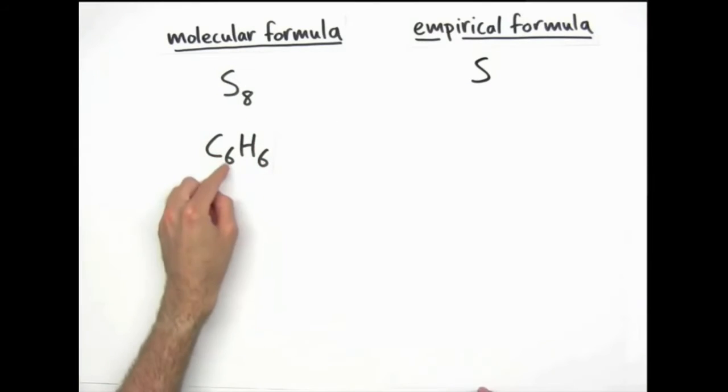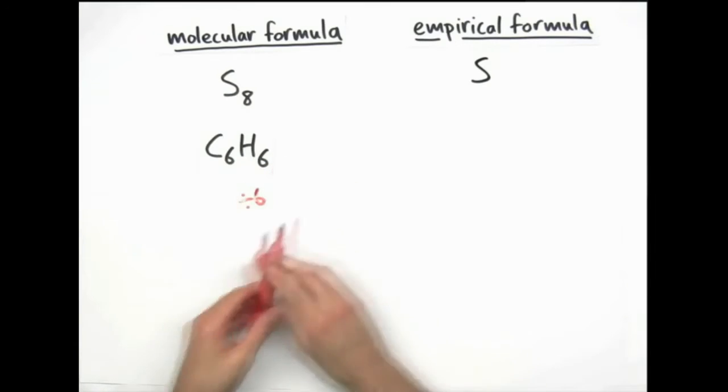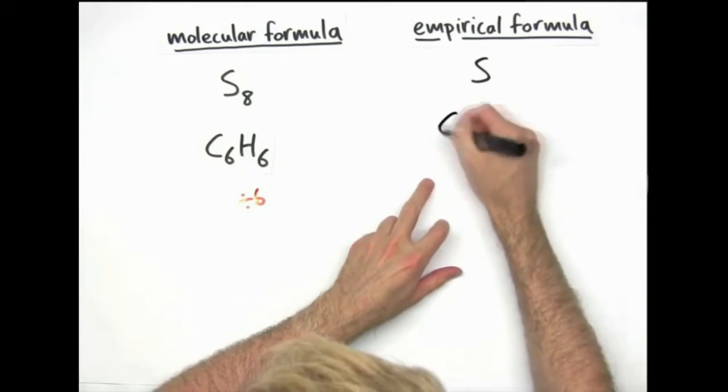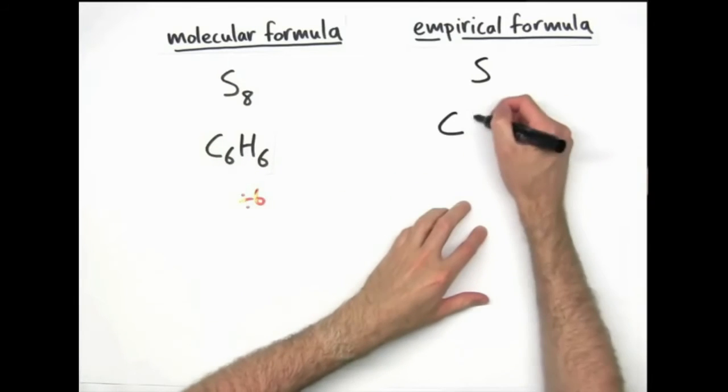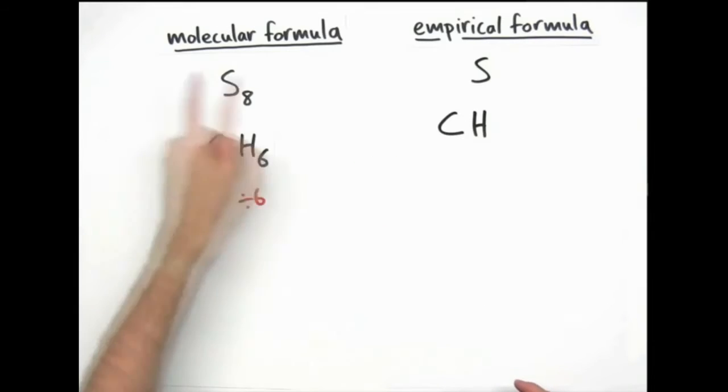How about C6H6, okay? In this case, both of these are divisible by 6. So the empirical formula will be C, 6 divided by 6, 1, so we put nothing after it, and then H, 6 divided by 6, which is also 1. So we don't put anything after that. So it's just going to be CH is the empirical formula for this.